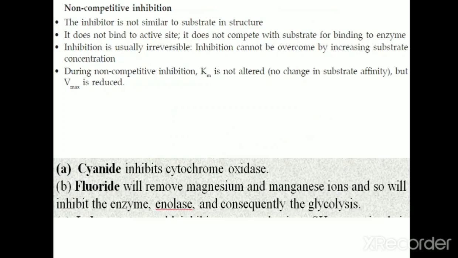After drawing this graph, just write two examples. Either write the example of cyanide, which inhibits the cytochrome oxidase enzyme, or fluoride, which inhibits the enolase enzyme of glycolysis.